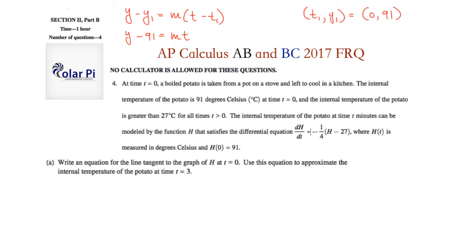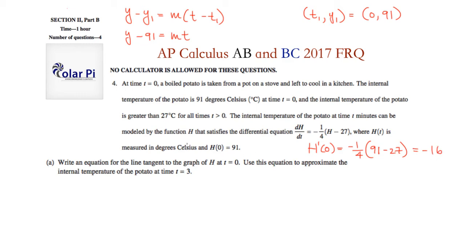Now, since dh dt or h prime is given by this here, we see that h prime of 0 will have to be equal to negative a quarter times, it's tempting to write 0 minus 27, but this is h, not t. So we need to figure out the value of h at t equals 0. And at t equals 0, we're told that h is 91. So that's what we plug in here, 91 in place of h, and then we have minus 27. And this works out to be negative 16. So that's what m is.